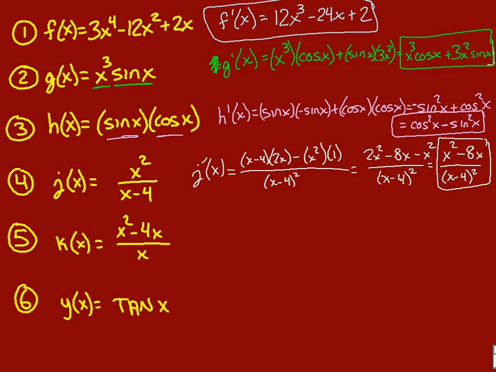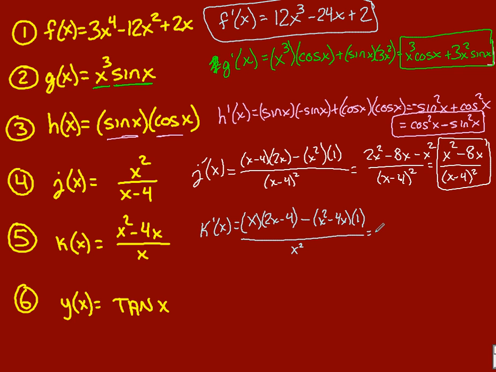Number 5, we have another quotient rule possibility here. We have a fraction, so think quotient rule. So we have k prime of x will be, again, low d high minus high d low, all over low squared. Low times d high, derivative of the top, will be 2x minus 4, minus high d low. The high is x squared minus 4x. D low, derivative of the bottom, is just 1. All over low squared, x squared.